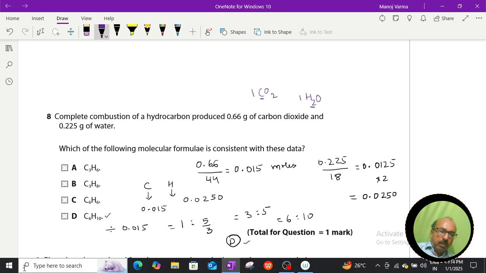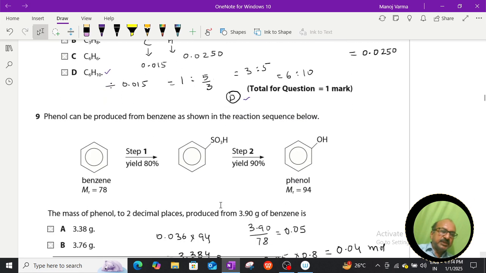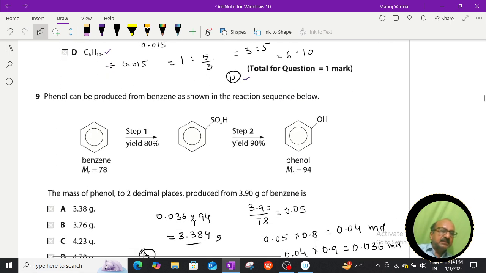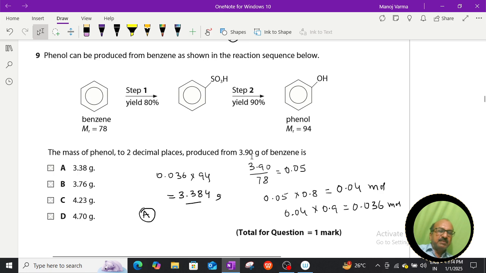Okay. So we go to the 9th question. Phenol can be produced from benzene. In step 1 there is an 80% yield, in step 2 there is a 90% yield, and we have to find out the mass of phenol, to 2 decimal places, produced from 3.90 gram of benzene. So we can find out the number of moles of benzene, that is 3.90 divided by 78, which is 0.05.